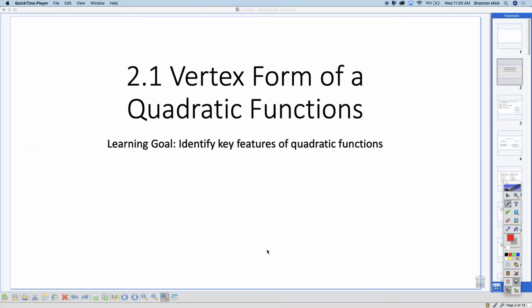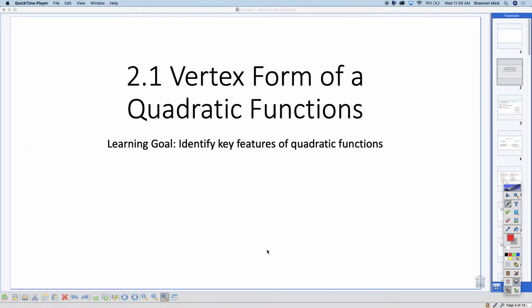So we're doing 2.1 vertex form of quadratic functions. Everything we do in here every day, I will be recording and posting it. So if you guys are not here, you go to YouTube. Please click in there. You go to YouTube and you watch the video. They are labeled in the Algebra 2 folder.